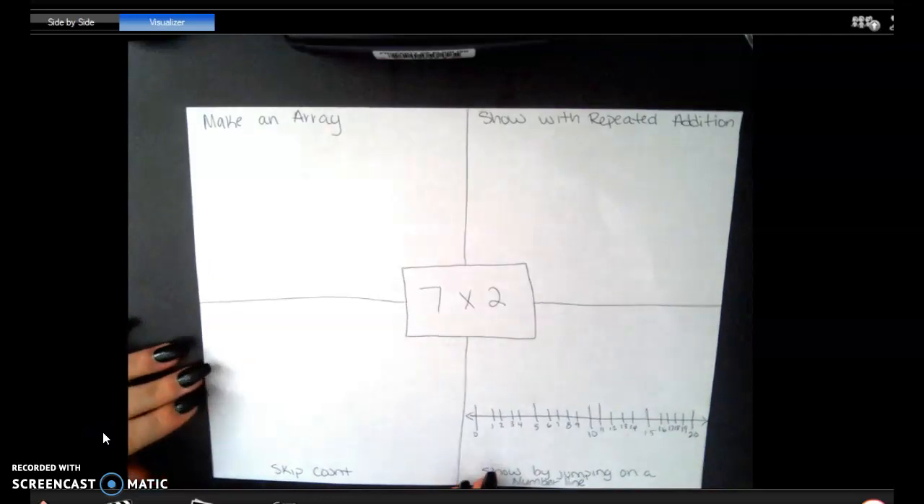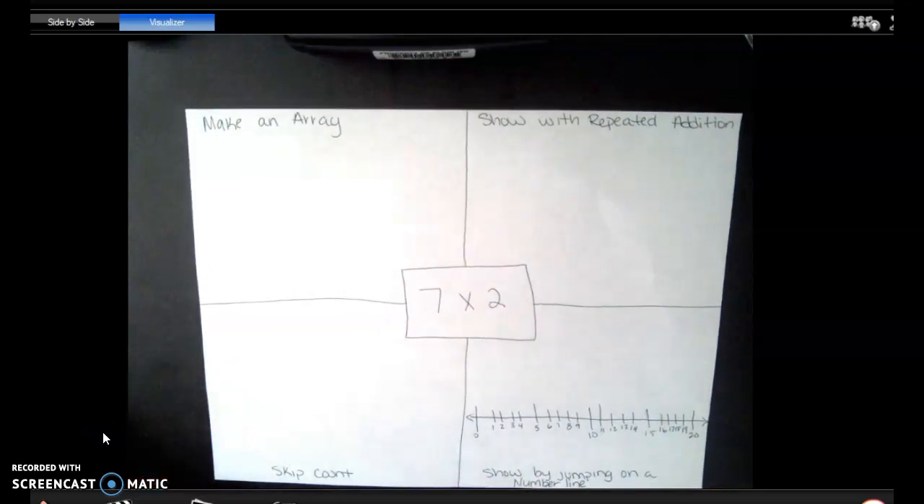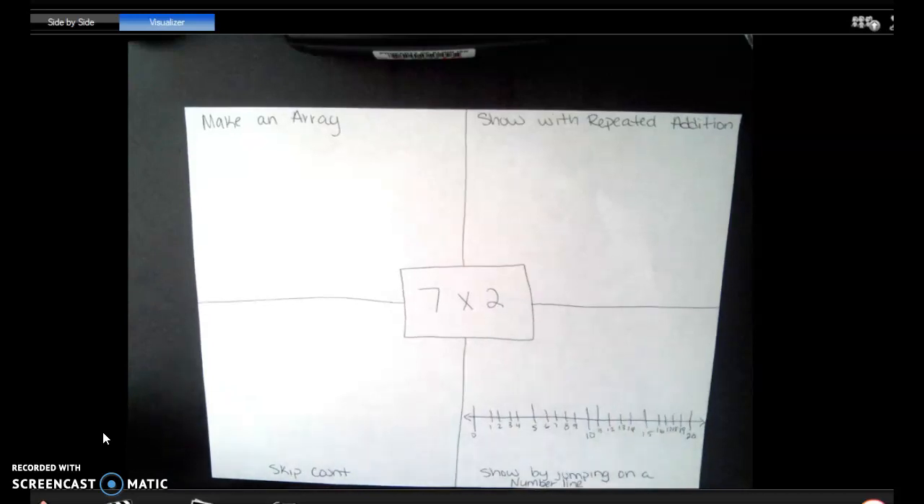Okay, boys and girls, now we are going to represent the equation 7 times 2. We're going to do this by making an array, repeated addition, skip counting, and also by showing it on a number line. Don't forget, an array is a set of objects arranged in rows and columns, okay?